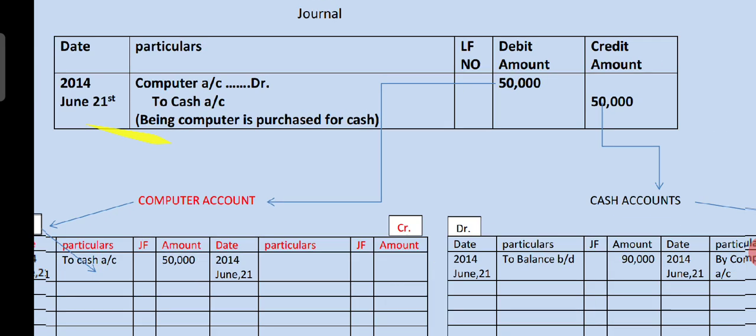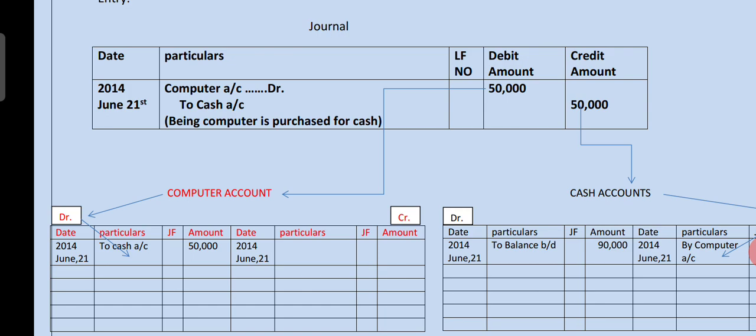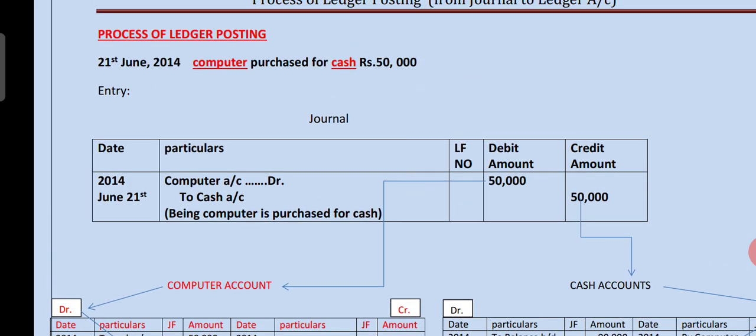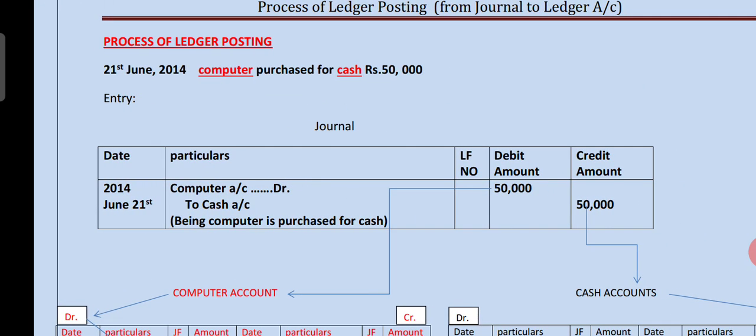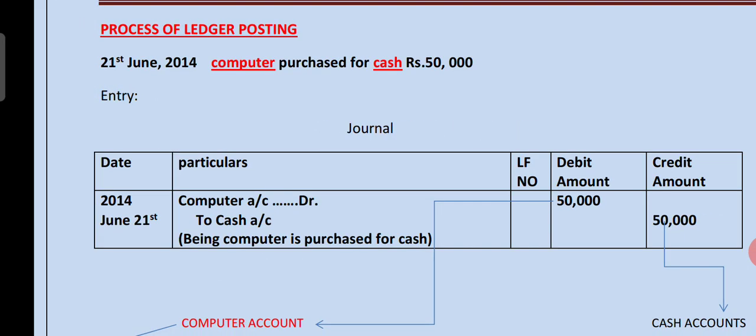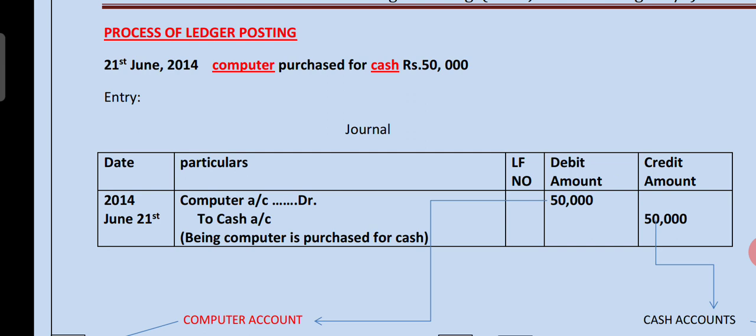So the first step is completed. What is the business transaction here? The business transaction is 21st June 2014 computer purchase for cash, and the information for this business transaction we've written as an entry in the journal book. So the primary accounting activity we completed. Okay, now come to next.